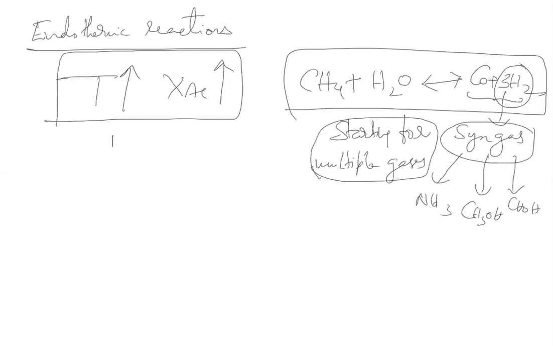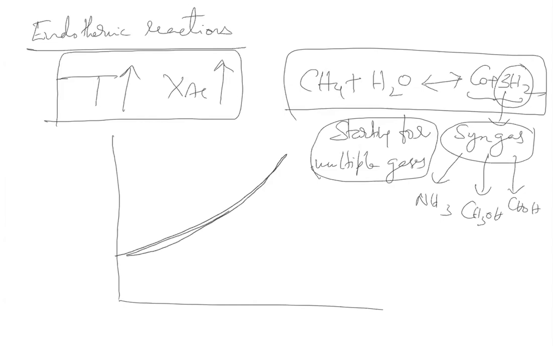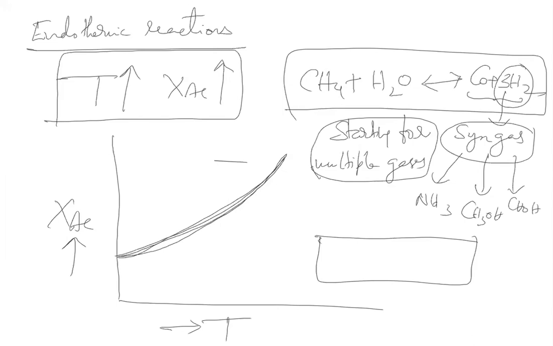Now, how does this graph look? It is something like this. If temperature increases, equilibrium conversion also increases. So if you want to operate the PFR, how do you operate? Let's say I am targeting 70% conversion. The corresponding temperature is 900 degrees.